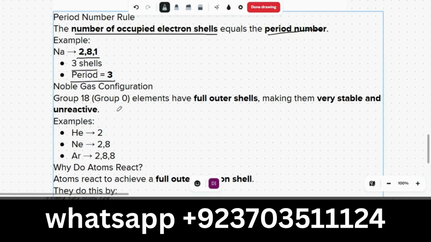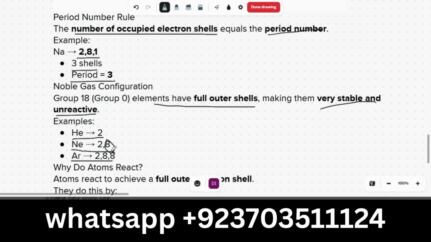Group 18 elements have a full outermost shell, making them very stable and very unreactive. Helium has two electrons, so its outermost shell is complete. Neon has 2 and 8. Its second shell also has 8 electrons, so it has a completed outermost shell. And argon also has 8 electrons in its third shell. That's why it is also a stable atom.